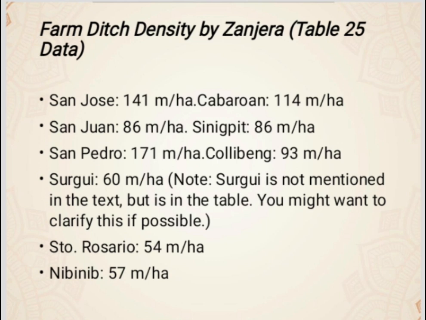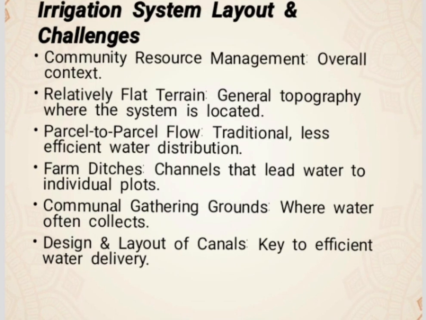The Surigui has 60 meters per hectare. Note that Surigui is not mentioned. So meaning Surigui is hindi siya na-mention in the text. Pero nandun siya sa table. You might want to clarify this if possible. So Santo Rosario has 54 meters per hectare, and the last but not the least is the Nibinib, 57 meters per hectare. So the next slide, I have here the irrigation system layout and challenges.